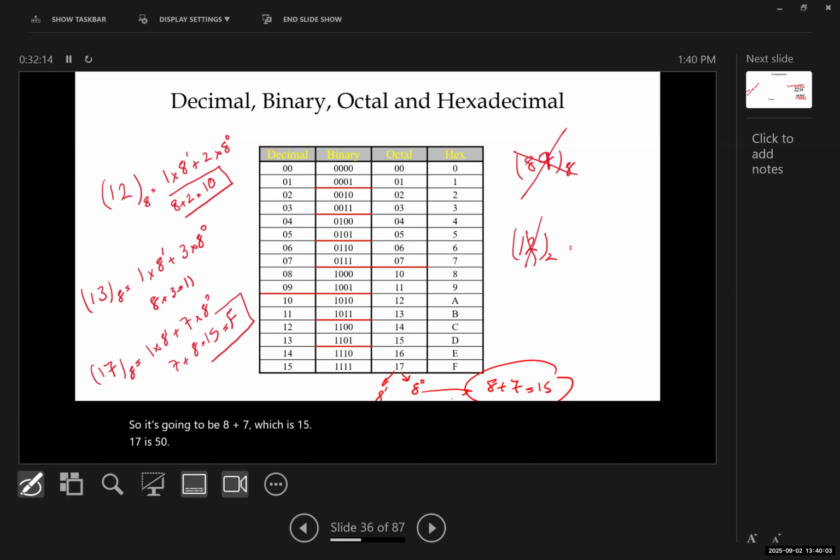As you can see, for octal, we don't have the number 8. Instead, we jump from 0, 5, 7 to 1, 0, which is 8. And then 1, 1 is 9, 1, 2 is 10, 1, 3 is 11, 1, 4 is 12, 1, 5 is 13, 1, 6 is 14, and 1, 7 is 15.